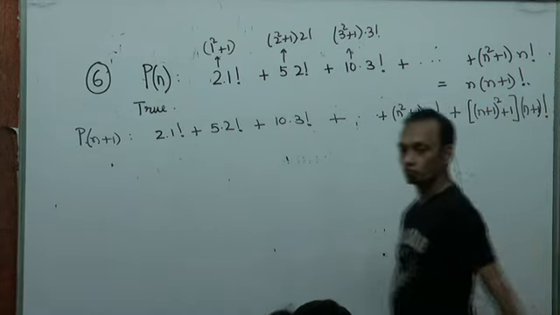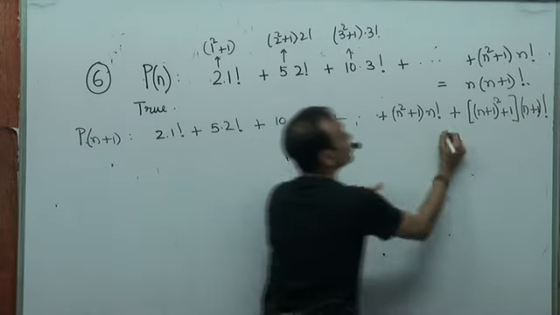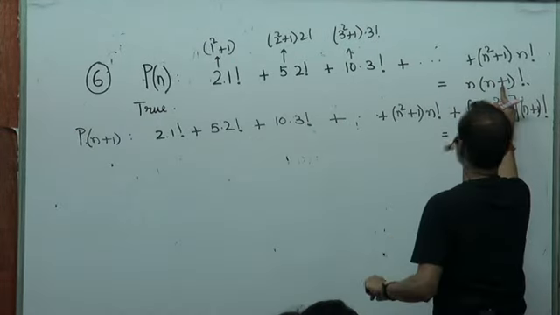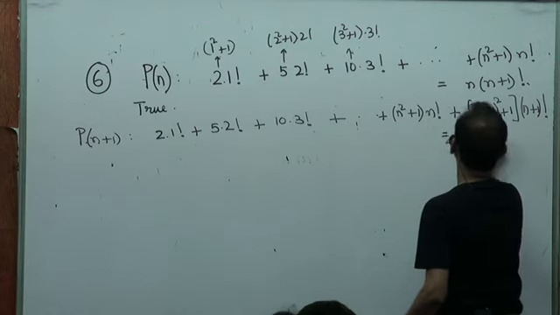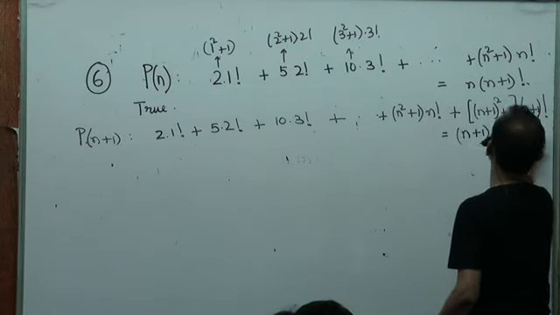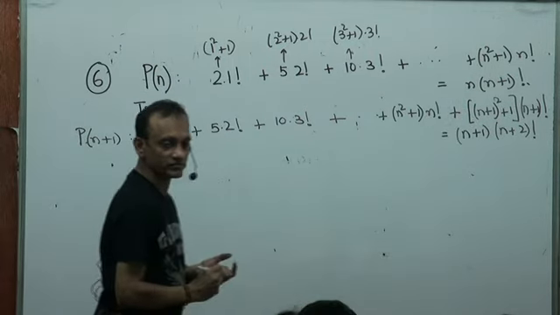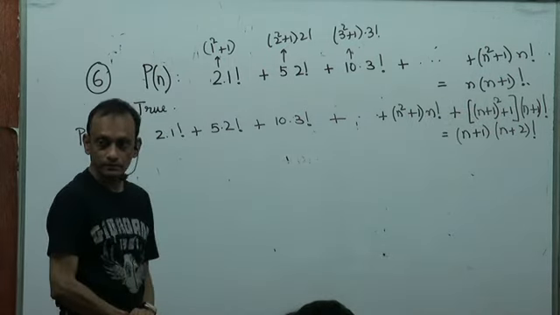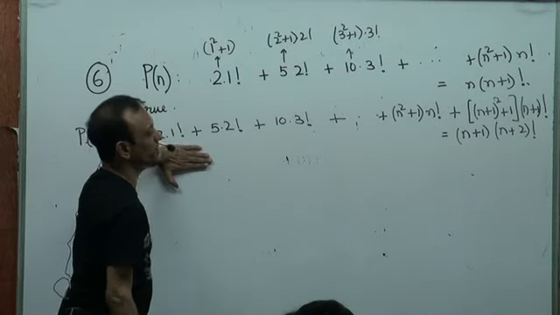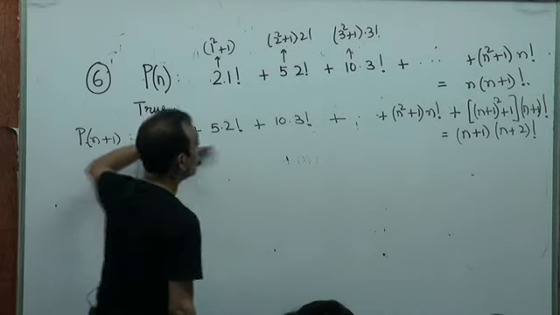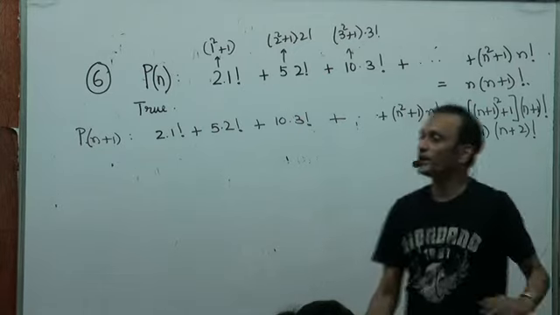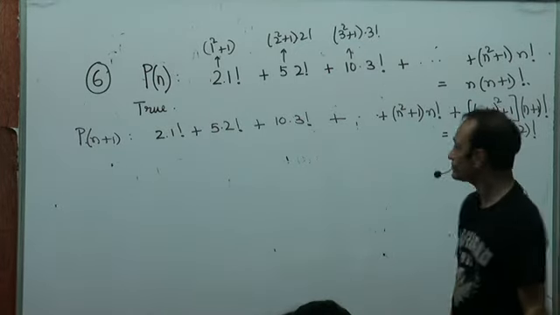Yes or no? And we want to show that this must be equal to, replacing n by n plus 1, n plus 1 into n plus 2 factorial. This is what we want to show. Yes or no? This is the objective. Clear? So we want to show that Pn plus 1 is true. That means given Pn is true, this statement turns out to be true. That is what we need to set out for.